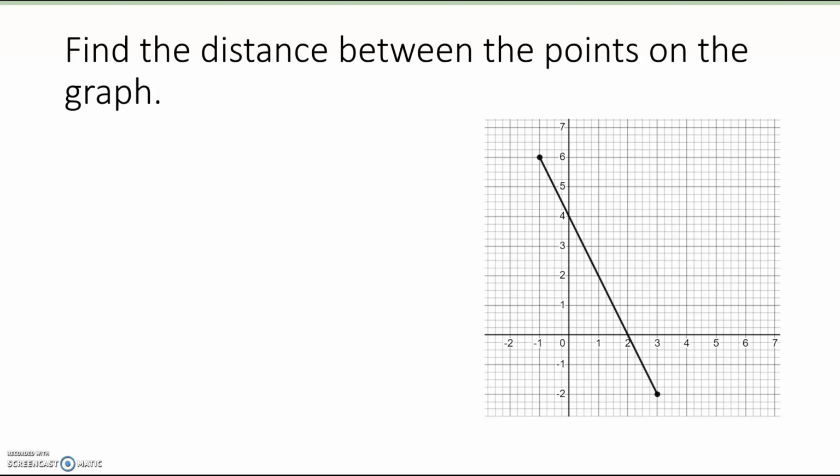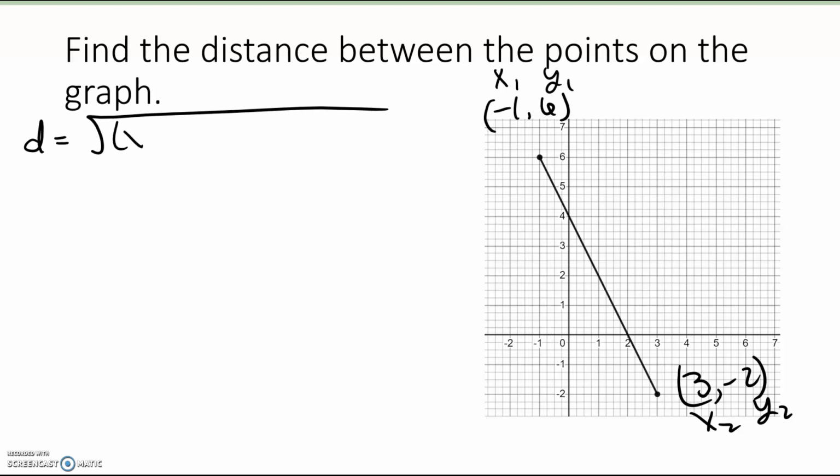So for the first one, looks like we've got -1, and go all the way up, 6. So this one is -1, 6. And then go over, that's 3, and -2. So 3, -2. I'm going to label this as x sub 1, y sub 1, and this as x sub 2, y sub 2. And then I'm going to plug this into my distance formula. So x sub 2 minus x sub 1 squared plus y sub 2 minus y sub 1 squared.